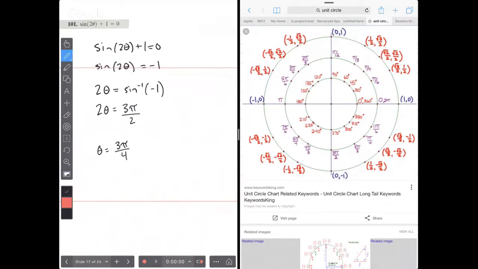And what's the period of sine of 2 theta? Well, period is 2 pi over, in this case, 2. So period is pi. So I can say theta equals the set of values, 3 pi over 4 plus pi k.